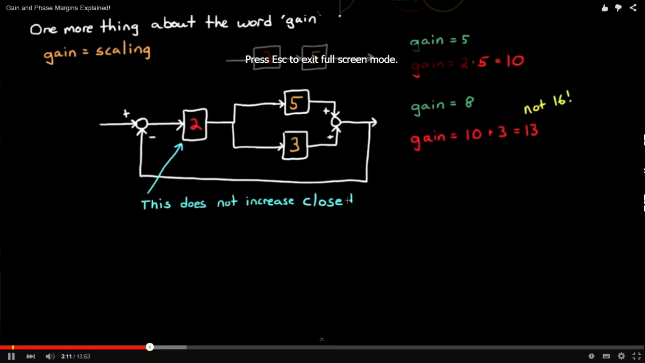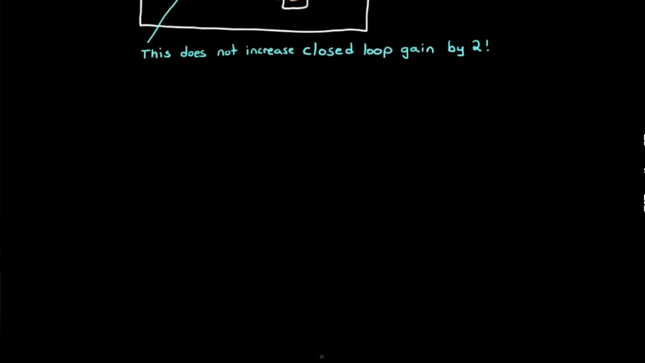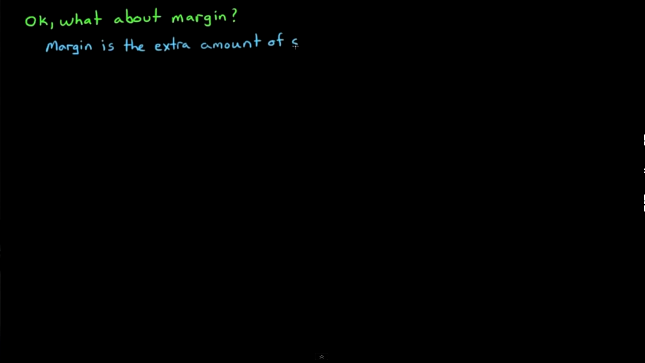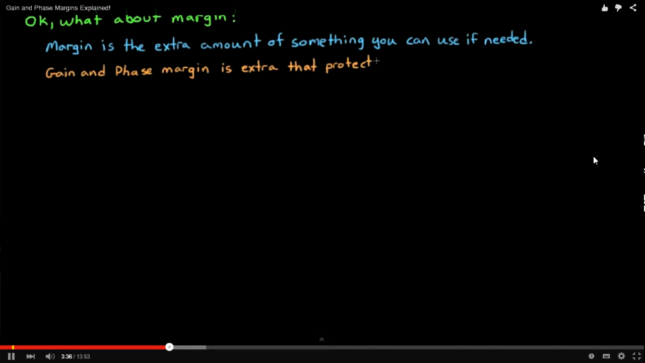It's not just any path in your system. I'll try to be explicit about which gain I'm talking about for the rest of this video, especially when I'm talking about the open loop system versus the closed loop system. Okay, now let's talk about margin. Margin is the extra amount of something that you can use in case you need it. For example, when we're talking gain and phase margin, we're referring to the extra gain or phase in the system that we can use before the system starts to oscillate and go unstable.